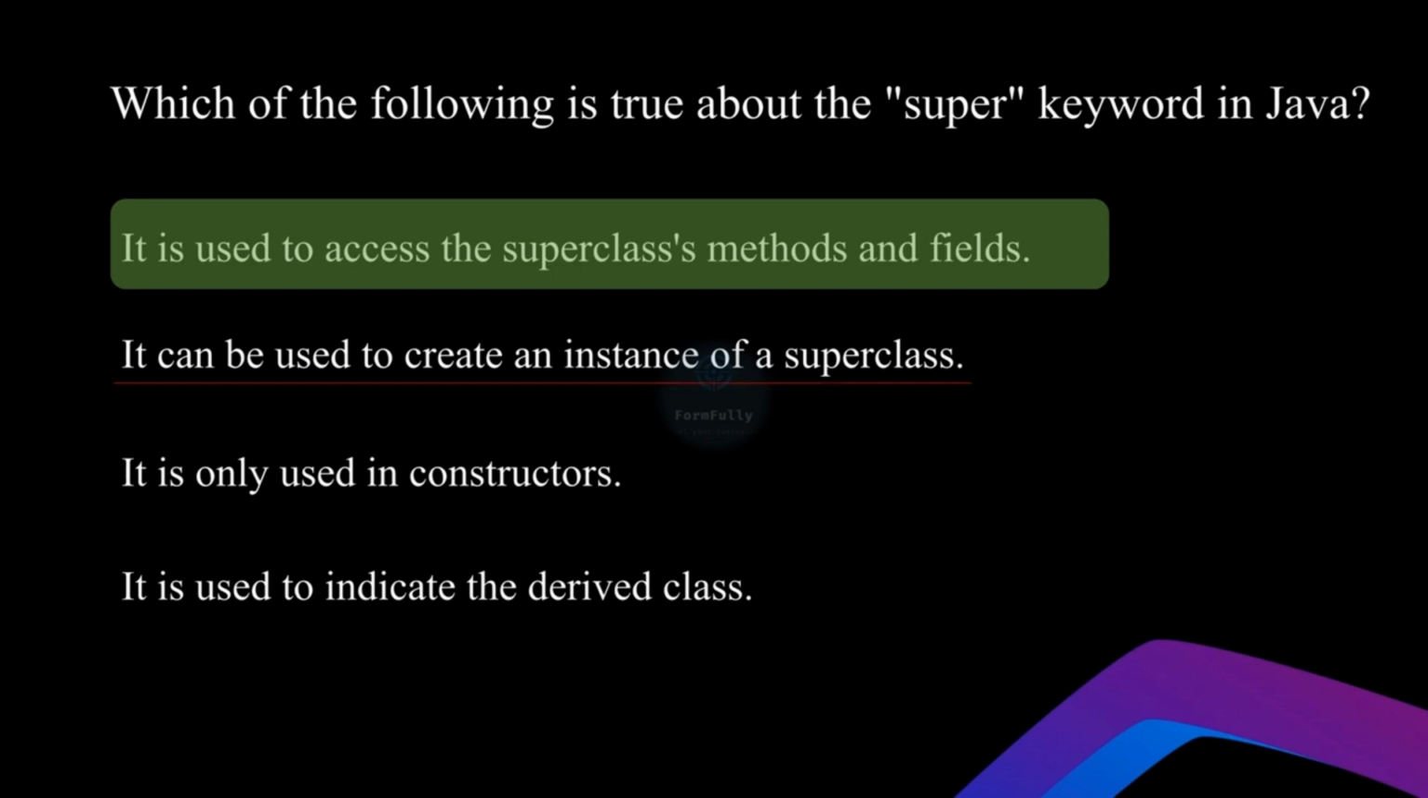Option B is incorrect as it doesn't create an instance of the superclass. Option C is partially correct, but super can also be used in other places such as methods. Option D is incorrect as super is used to refer to the superclass, not the derived class. So option A is correct.